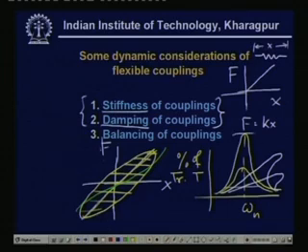And the last point we must know is the balancing of coupling. That is very important, and you must know that in a dynamic rotating system we always have to balance the machines. So these are the various points of the flexible coupling which we must consider. So that is all from today, and thank you very much.